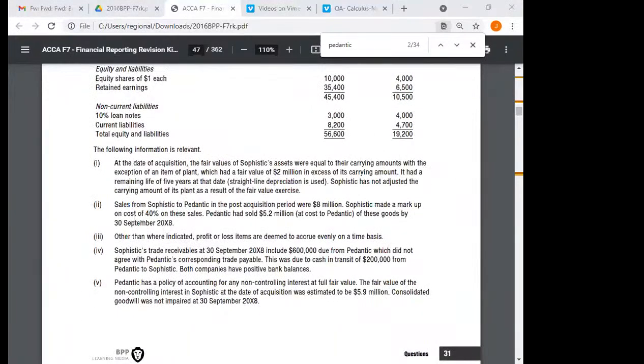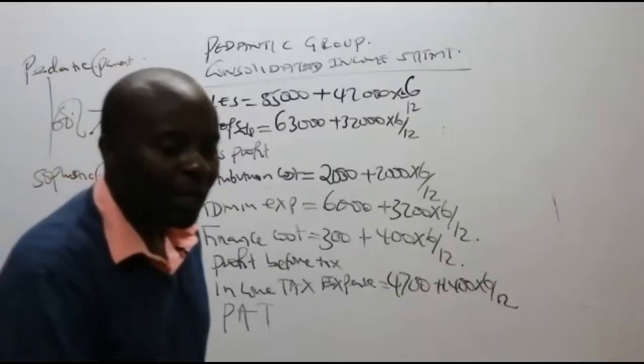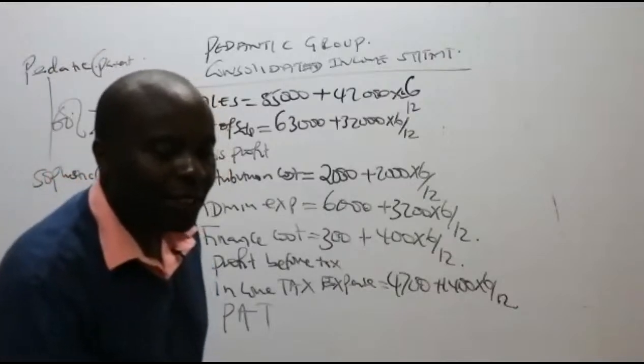Yes, ukiangalia, look at note 2. So what was the intra-sale? Sales from Sophistic to Pedantic in the post-acquisition period were 8 million. Oh yeah. Hata bila kuendelea kusoma, nimesha realize kwamba there was an internal sale.